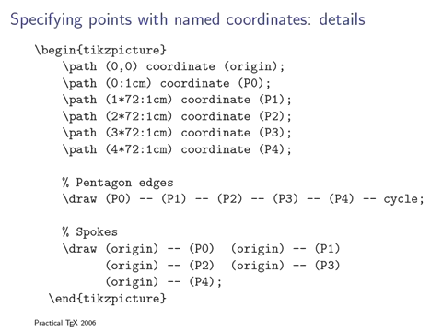So to get the pentagon edges, start at, well, P0 and walk your way around. And then this is a slightly different syntax just to sort of show off a little bit.